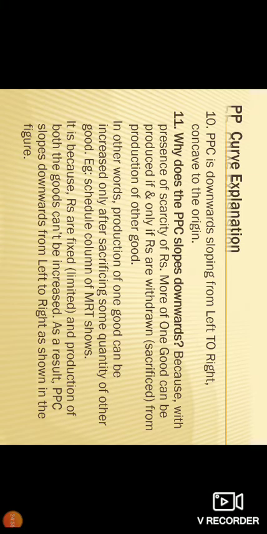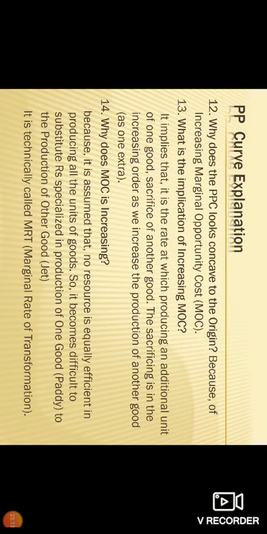To produce more of one good, the resources which are dedicated for the production of another good should be sacrificed. That's all the answer is. So, to produce more of one good, we have to sacrifice the production of another good. Therefore, why does the PPC look concave to the origin? This is a 1 mark question. Because of increasing marginal opportunity cost. So, 1 mark question.